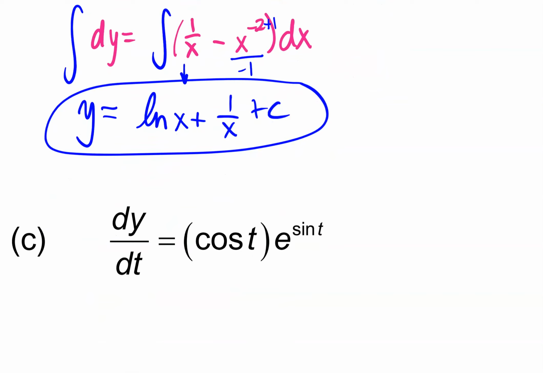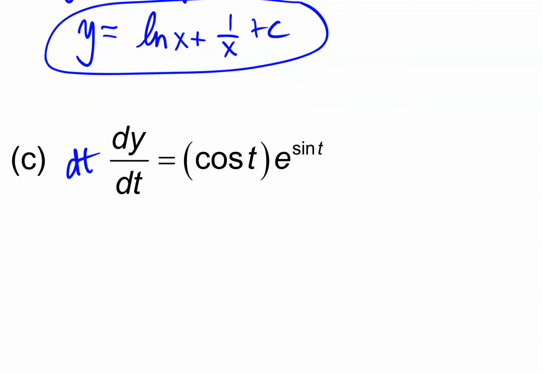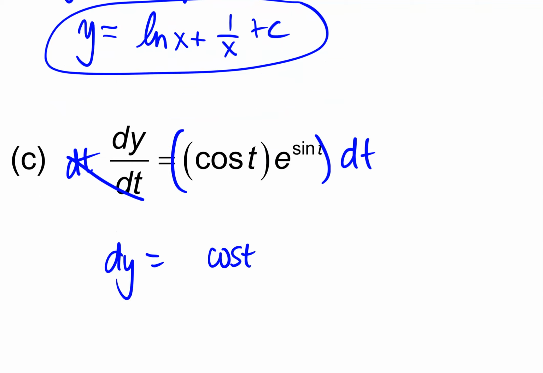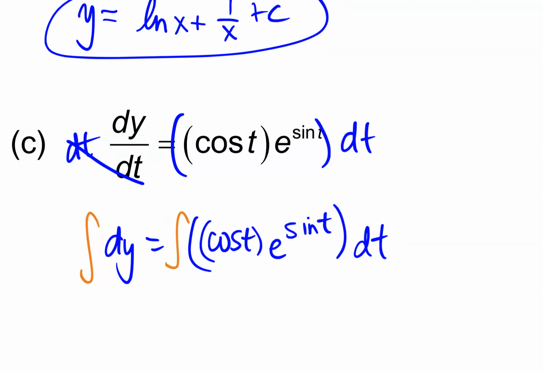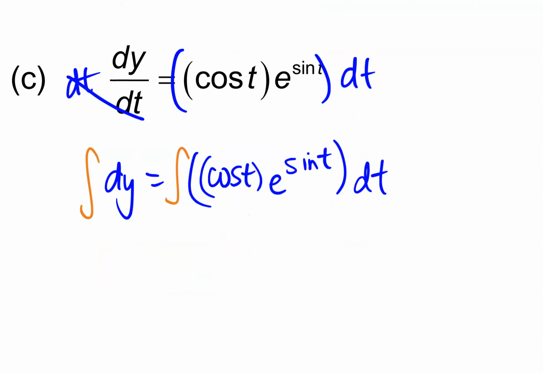Let's do another. All right, multiply by dt on both sides because that's our bottom differential. dy is equal to cosine t, e to the sine t, all dt. And we want to take the integral. Ooh, this is hard, right? Because you're having a function times a function.